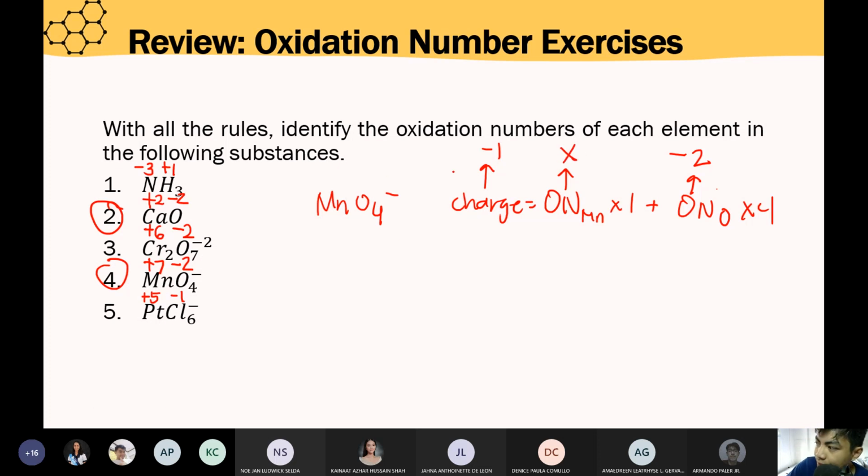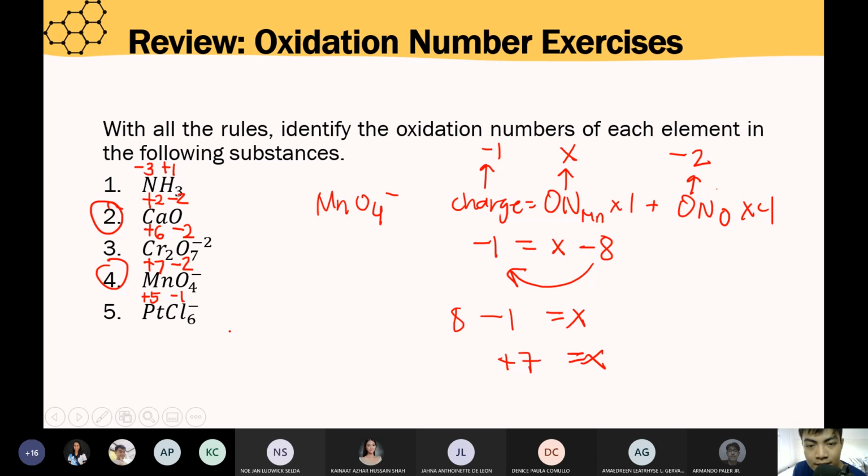So, yan. From this, we can write the equation. Negative 1 equals X times 1, X, plus negative 2 times 4, negative 8. Okay? Transpose it to the other side. So, that's 8 minus 1. So, that's positive 7 equals X. So, ganun ha. So, that's the answer. Hey, so you got it correctly.